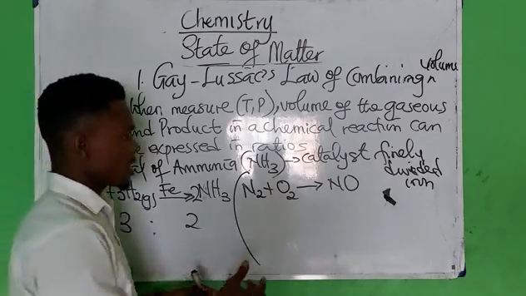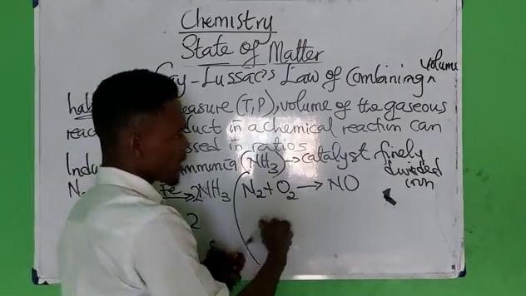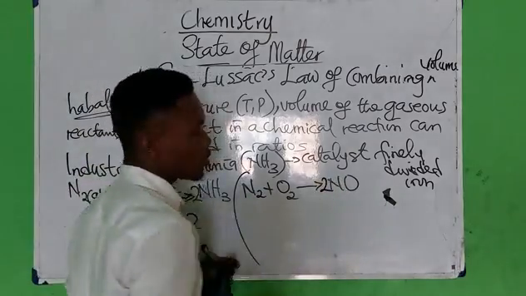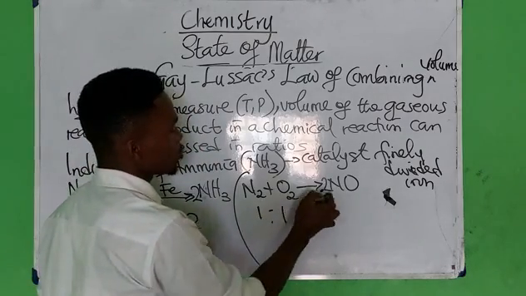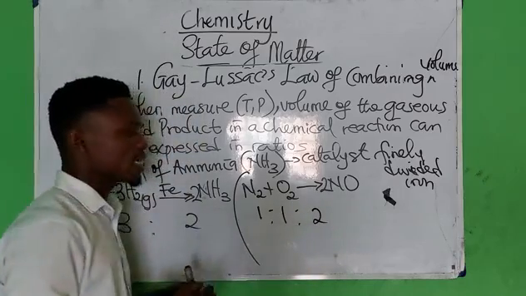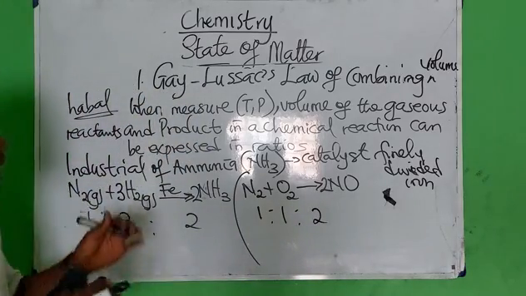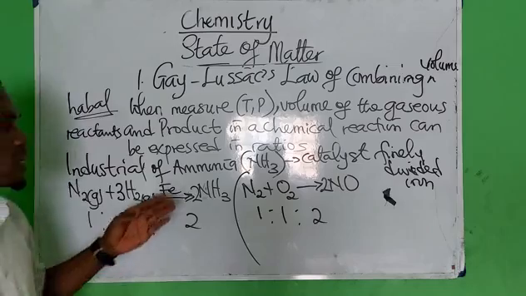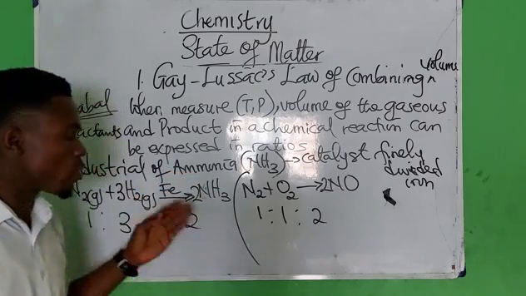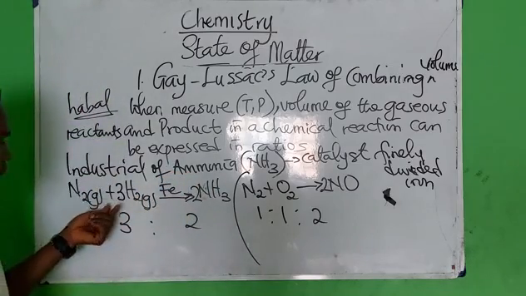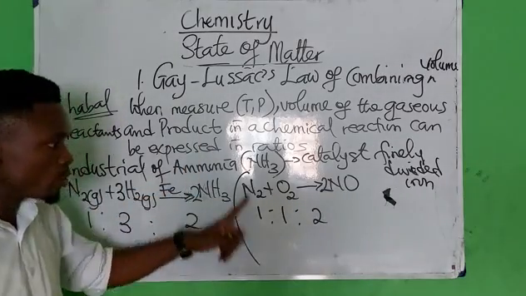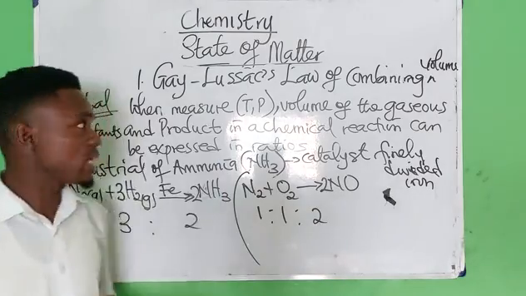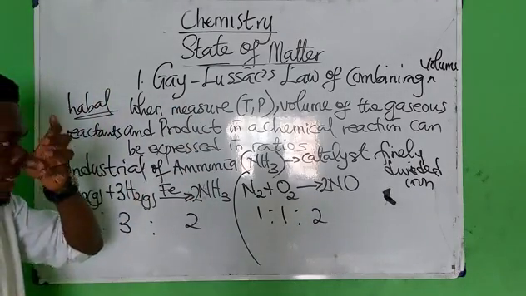In doing that, I have 2 here. It means I'll simply put 2 at the back of this place. So this becomes a ratio of 1 to 1 to 2. Gay-Lussac's law expresses the moles of reactants to their products using ratios. You see, that is what I just stated. So please take note of that.